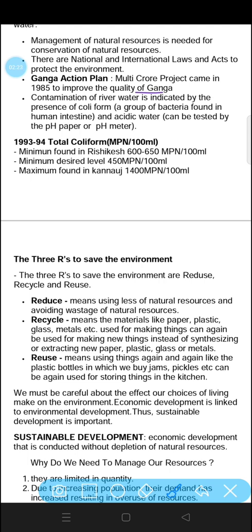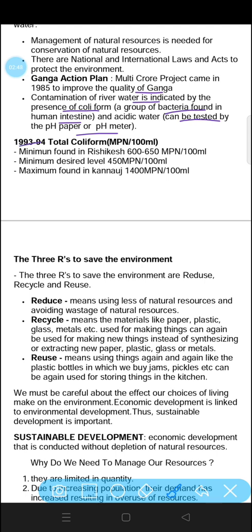The contamination of river water is indicated by the presence of coli. Coli is a group of bacteria which is found in the human intestine and acidic water. It can be tested by pH paper. So it is being found in the river. The water got contaminated due to these coli and acidic formations. So a project has been launched for improving the quality.